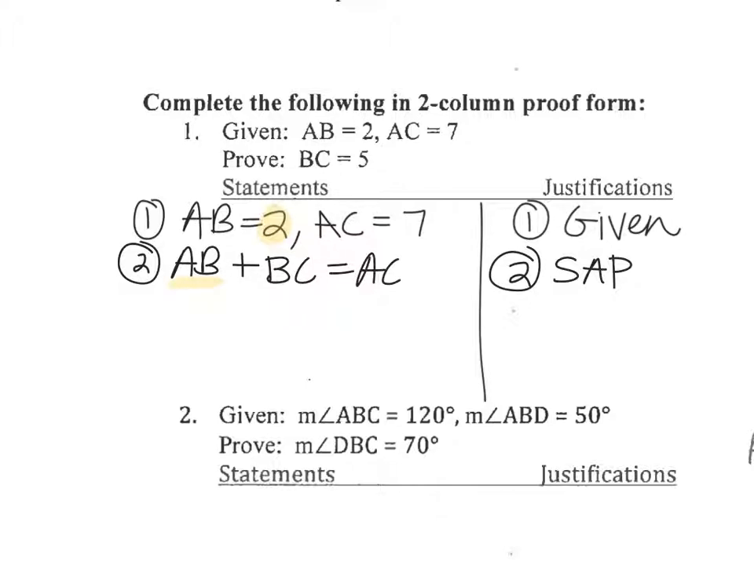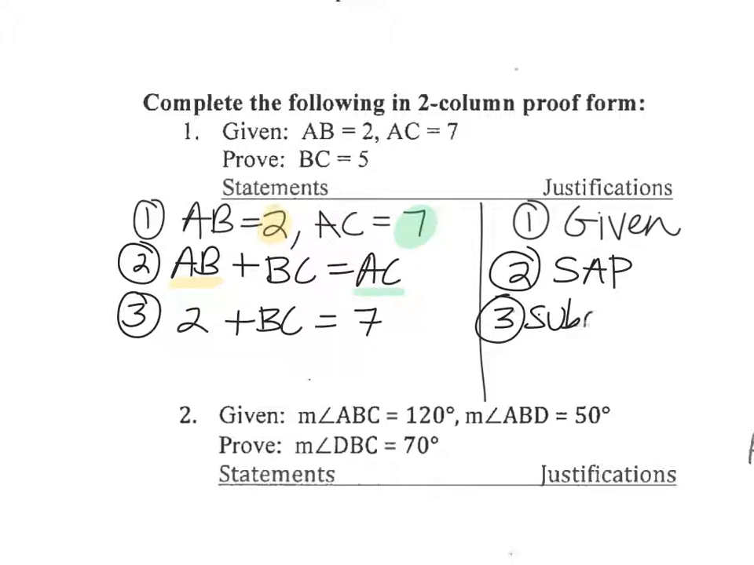And where can I put the 7? AC. So what is that called when we were replacing? Substitution. Good. Substitution says if I replace something with something else. So it becomes 2 plus BC equals 7. Your reason, substitution. You replaced.